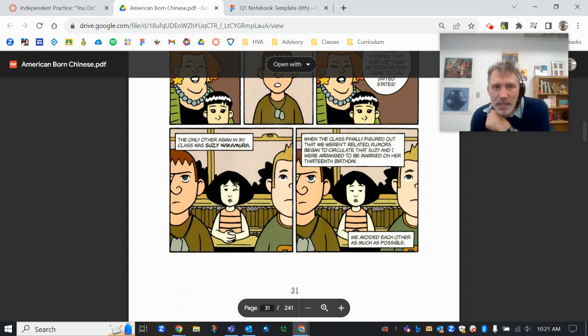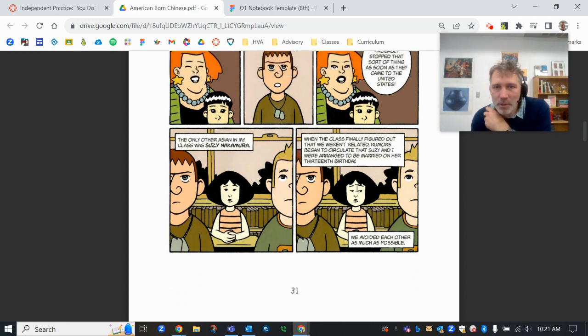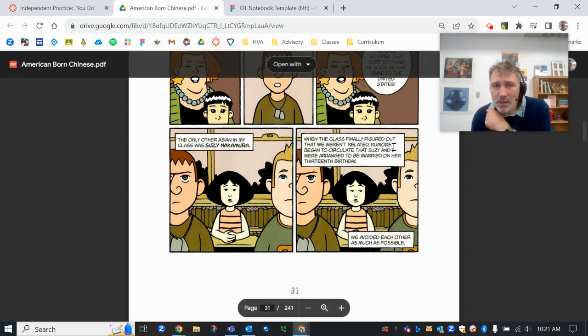And then here's what I was looking at. He gets connected with the only other Asian in my class, who is Susie Nakamura. And it says, when the class finally figured out that we weren't related, rumors began to circulate that Susie and I were arranged to be married on her 13th birthday. And so that's an example of a racist stereotype, right?